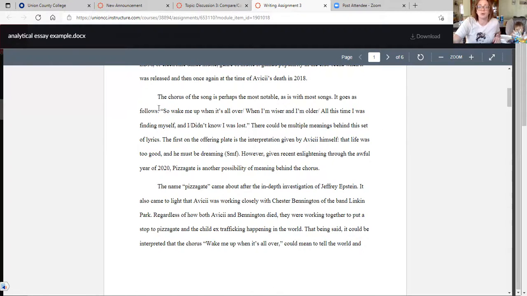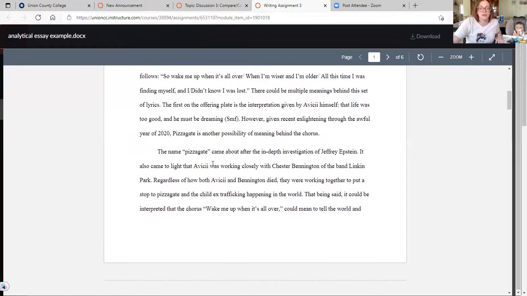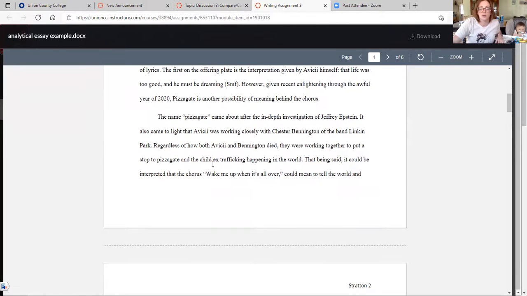So you'll notice that I put the lyrics itself right here in quotation marks, and then I decide to break it down. Okay, first one offering an interpretation given by Avicii that life was too good and he must be dreaming. However, there was more enlightening things with like Pizzagate and Jeffrey Epstein and Jazane. So that's the direction I took with it. Okay, so then next, I break it down even more.